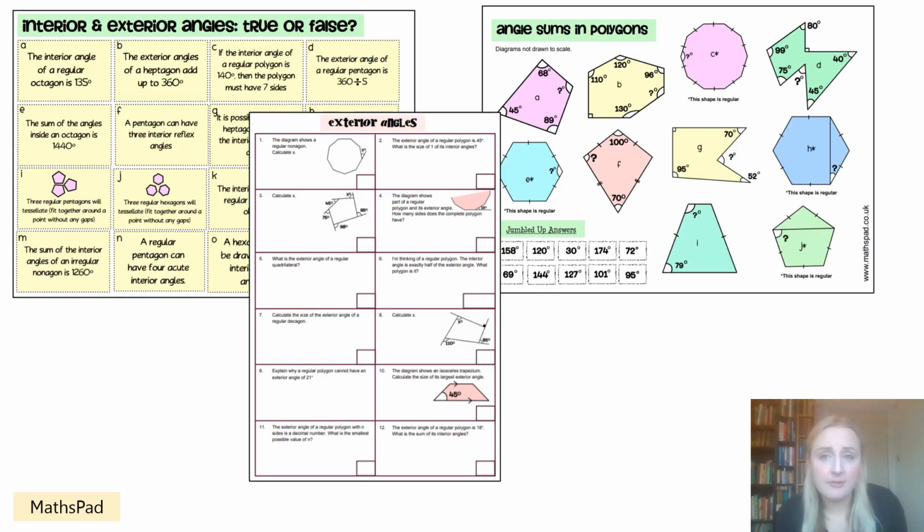MathsPad had loads. I won't go through it in detail, but there is loads from MathsPad. They have a whole exercise just on exterior angles that works well if you're teaching specifically that. Don't put exterior angles as a bolt-on at the end of a lesson. It deserves its own lesson, and there's plenty you can do on it. They have true or false questions. They have really nice sets of exercises. MathsPad always has great resources.